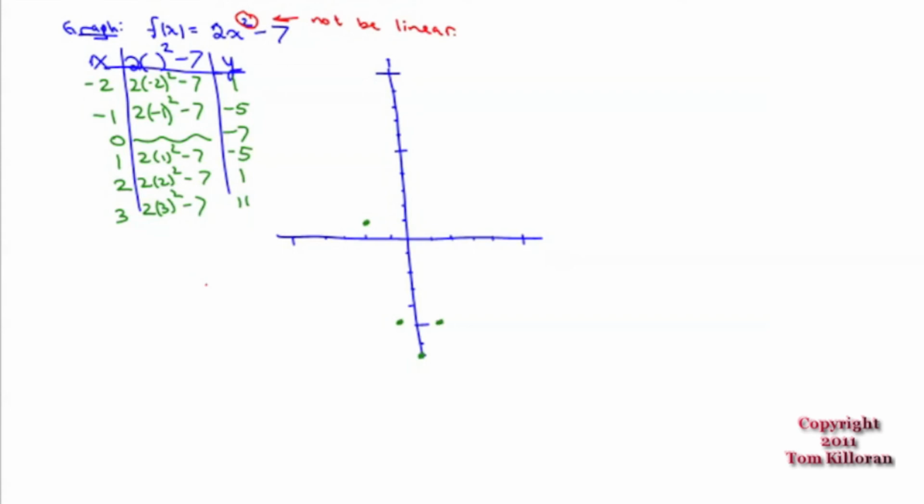And you'll notice we've started repeating values already. 2, 1. Right 2. And finally 3, 11, way up here. So more than likely -3 is also right there.